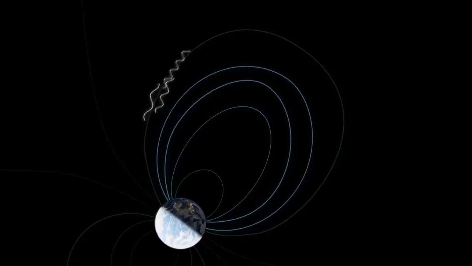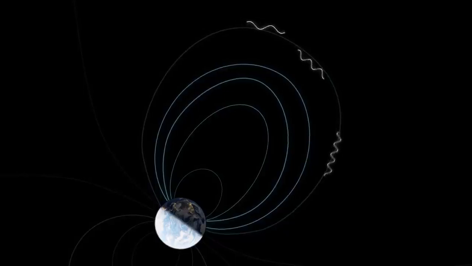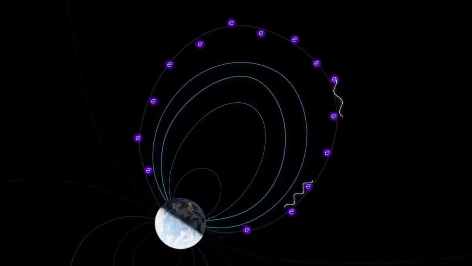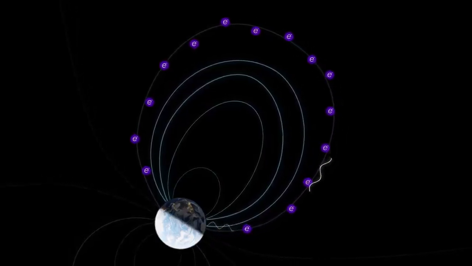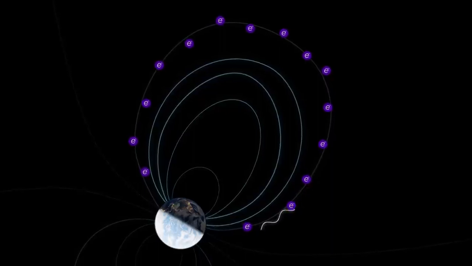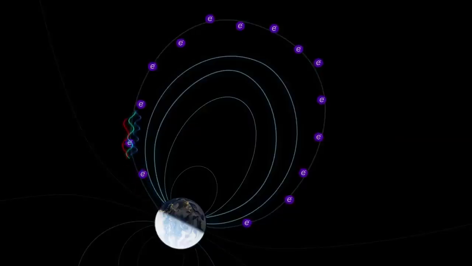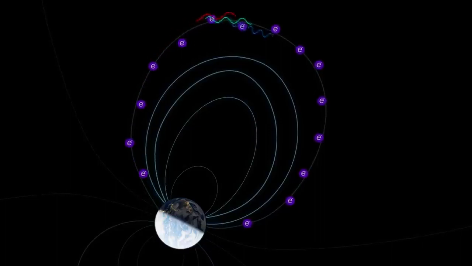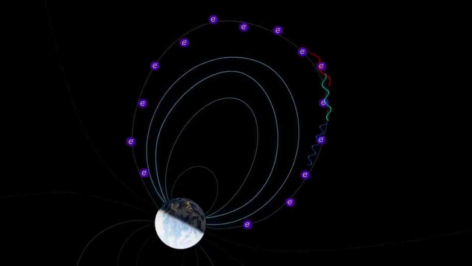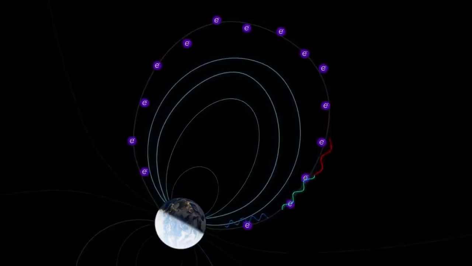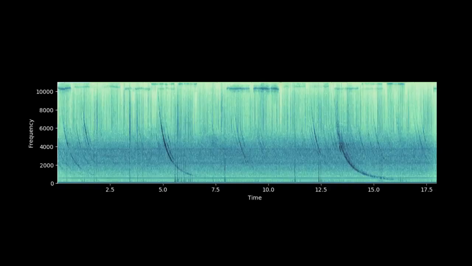So what's happening here? Well, as the radio waves travel through the Earth's magnetosphere, they encounter free electrons, which slows them down, and more for the lower frequency waves. This is dispersion. Just as a prism separates white light into its component colors, the plasma in the magnetosphere separates the radio waves into its component frequencies. Low frequencies are slowed down more than high frequencies. So what started as a pulse ends up as a whistler.